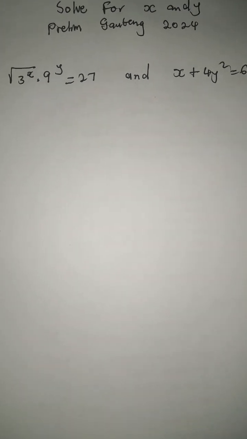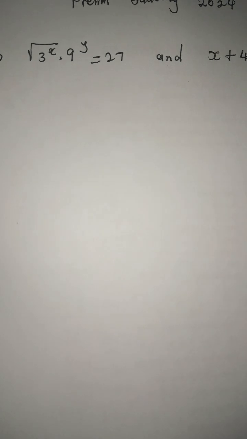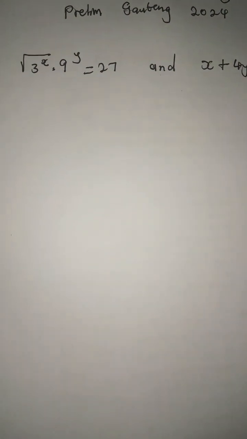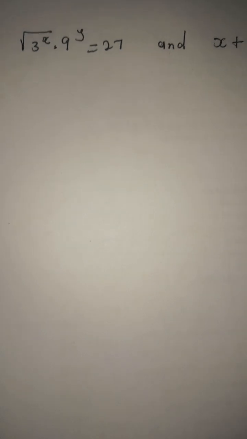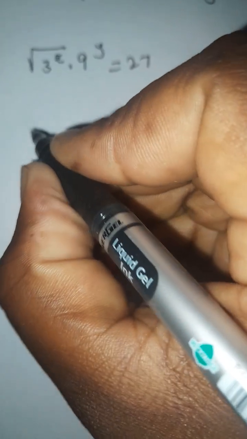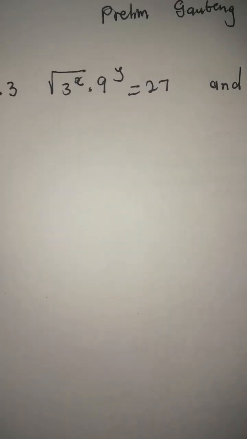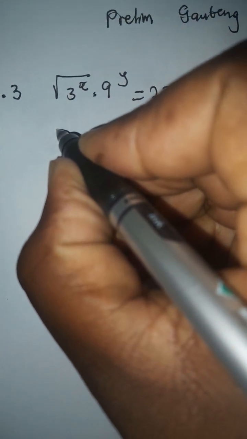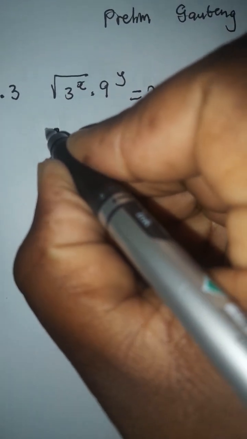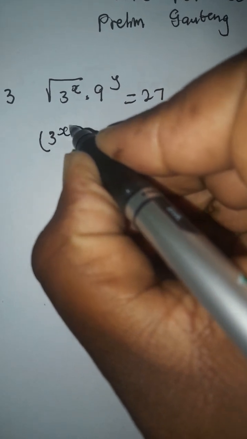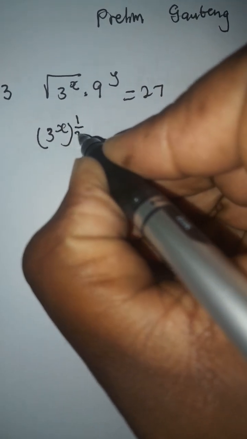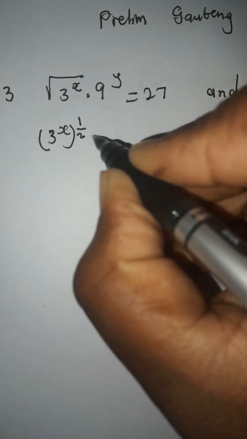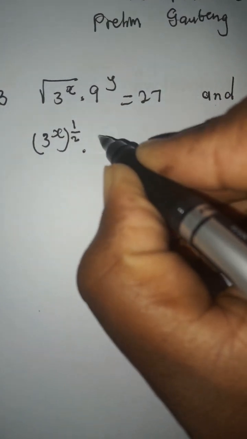Let's put this into practice. We're given root 3 to the power of x multiplied by 9 to the power of y, which is equal to 27. So the best way to tackle this, guys, is to work out the root. When you take out the root, where there's 3 to the power of x, we take it by half. So in this case, it will be 3 to the power of x to the power of half.